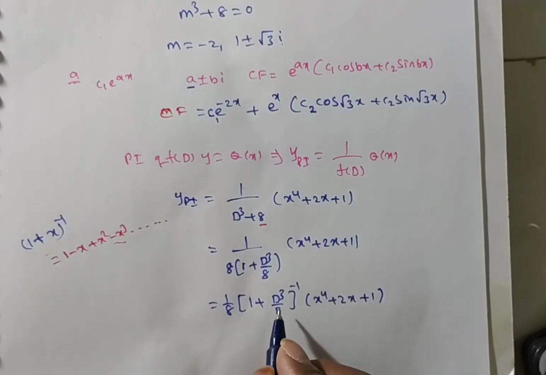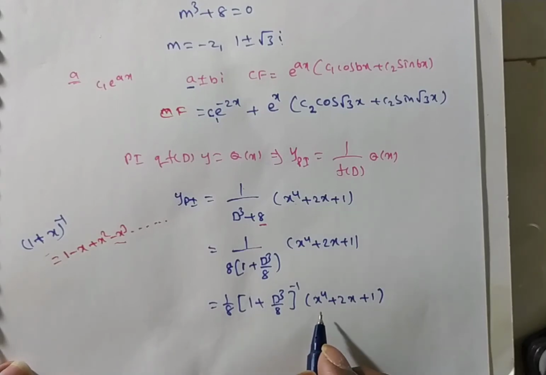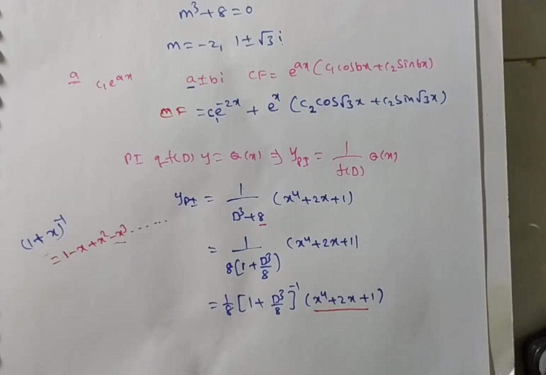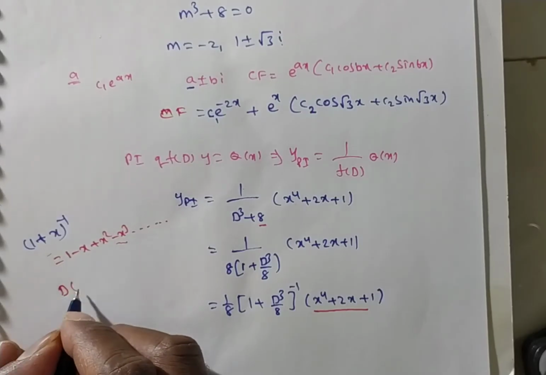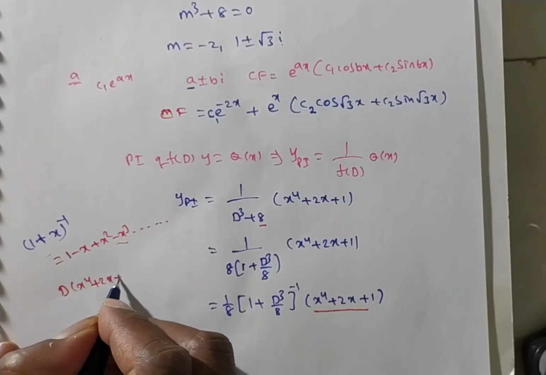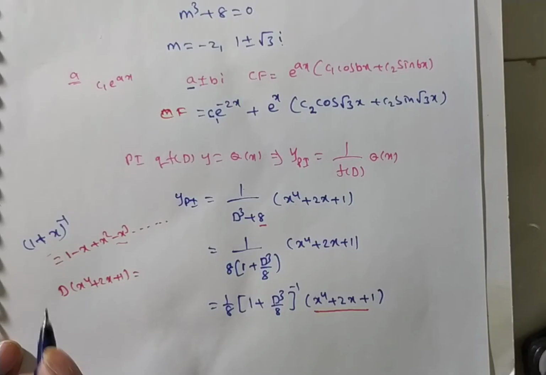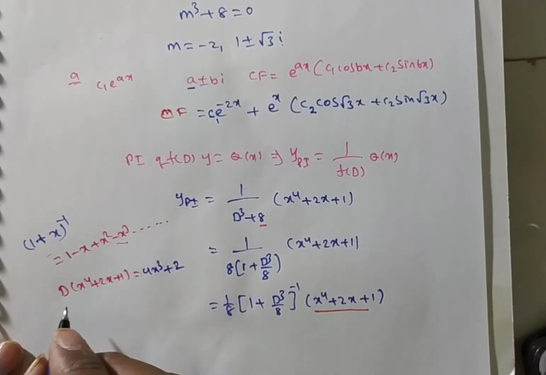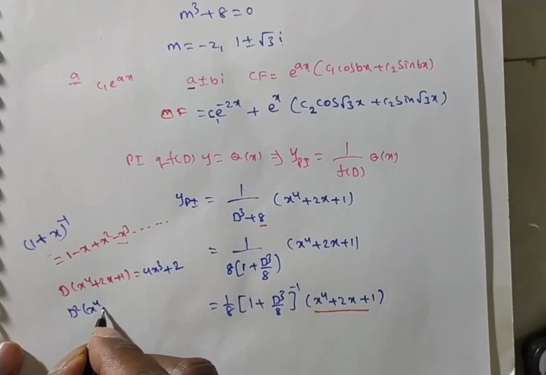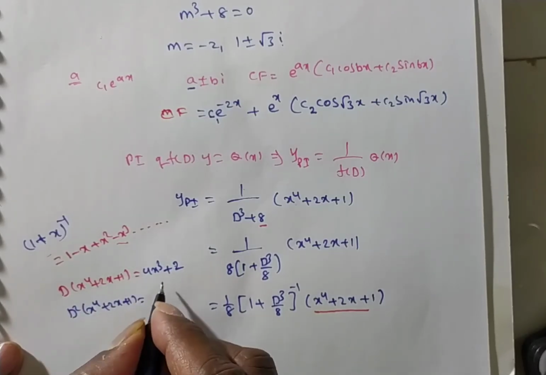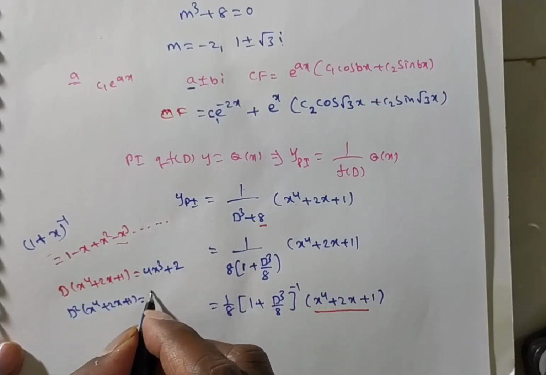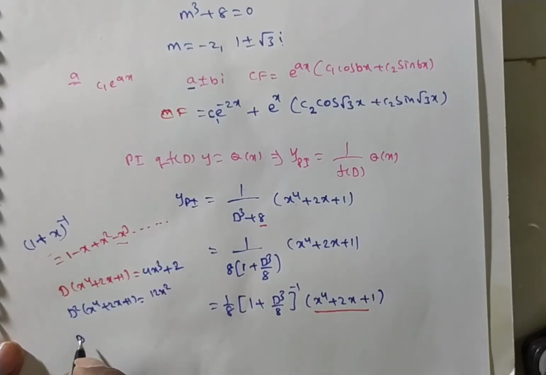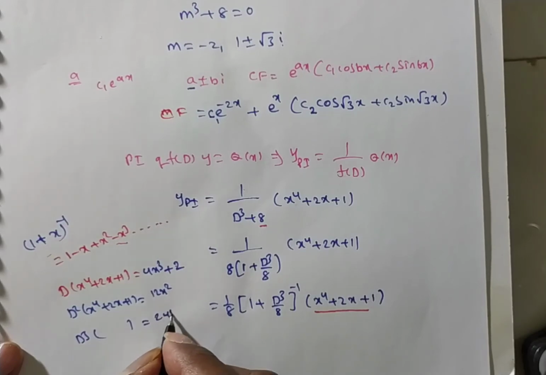Now in this case D cube by 8 is there, but what is the polynomial here? You have x to the power of 4, nothing but 4th degree is there. So up to what should we take the expansion? Now I am explaining that one. You see, derivative of x to the power of 4 plus 2x plus 1 is equal to, what is the derivative of x power 4? 4x cube. 2x derivative is 2. Next, D square of x power 4 plus 2x plus 1 is equal to 12x square plus 0. Next, D cube of the bracket is equal to 24x.